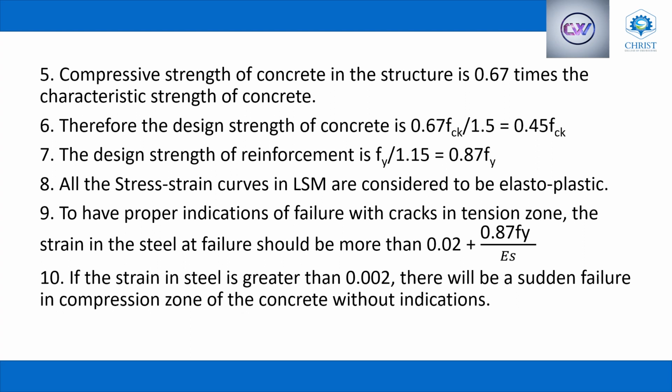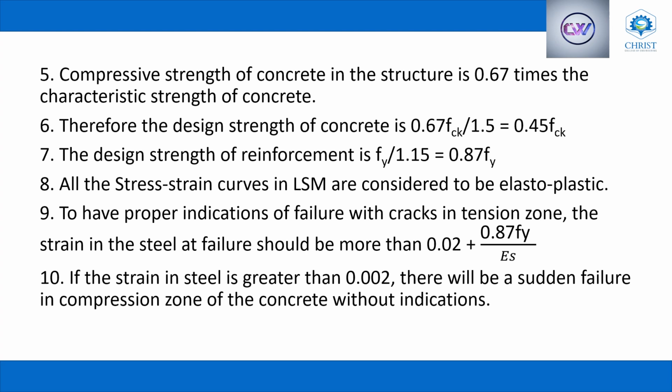To have proper indications of failure with the cracks in tension zone, the strain in steel at failure should be more than 0.002 plus 0.87 Fy by Es, where Fy is the yield strength of the material and Es is the modulus of elasticity, which is equal to 2 into 10 raised to 5 Newton per millimeter square. The strain in the steel should be more than 0.002 plus 0.87 Fy by Es, because the steel should be in the failure condition.